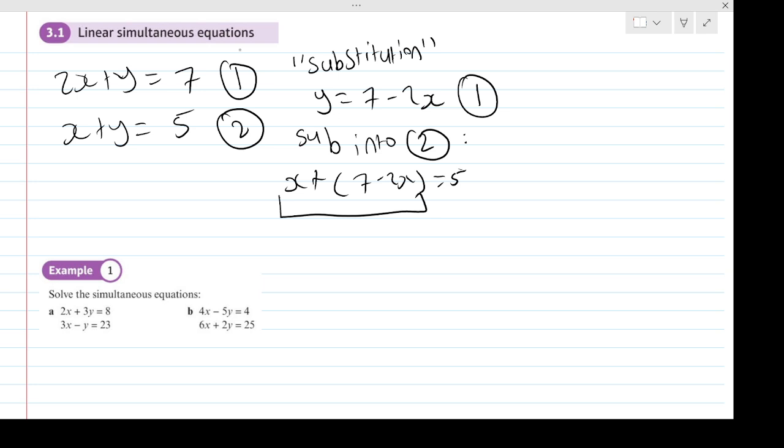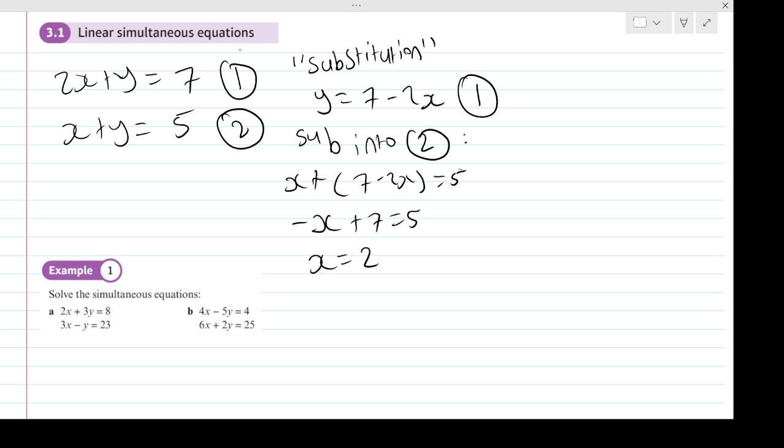It's a simple equation. If you simplify this, x minus 2x is minus x, and then plus 7 is equal to 5, then x would be 2, right? Cool.